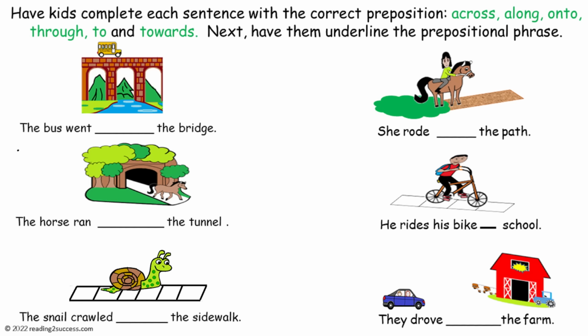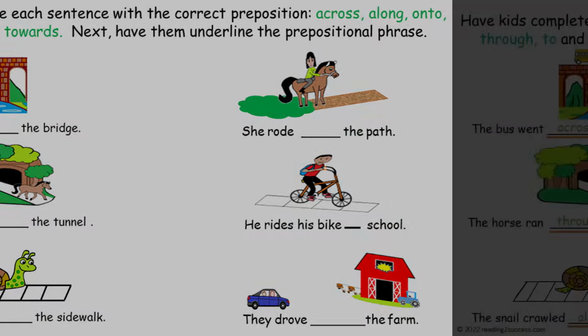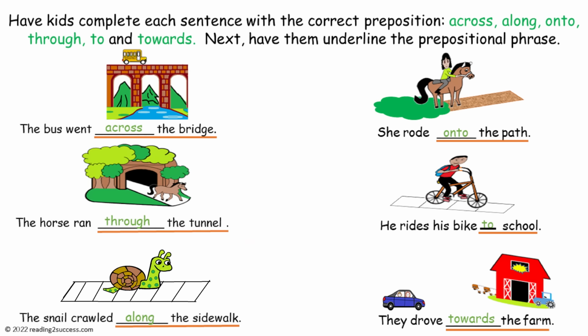Now have kids complete each sentence with the correct preposition: across, along, onto, through, to, and towards. Next, have them underline the prepositional phrase. This is the completed example. The bus went across the bridge. The horse ran through the tunnel. The snail crawled along the sidewalk. She rode onto the path. He rides his bike to school. They drove towards the farm.